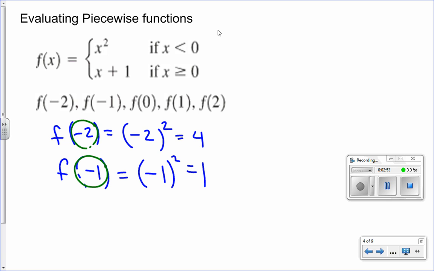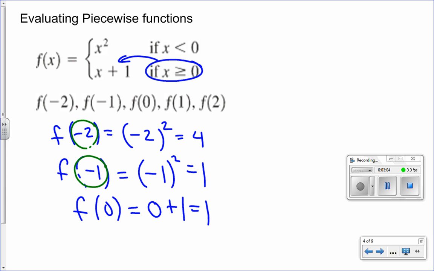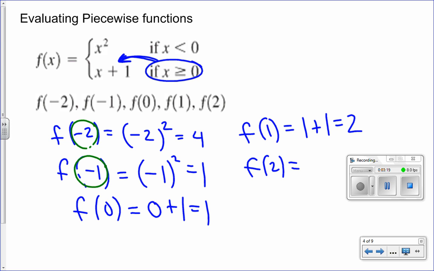Now look at the next input of 0. f of 0 is going to use the second function because 0 is equal to or greater than 0. So that means I'll take 0 plus 1, which is 1. f of 1 is going to be equal to 1 plus 1, which is 2. I'm plugging 1 into the second function because 1 is greater than 0. f of 2 is equal to 2 plus 1, and I'm plugging 2 into the second function as well. So here are 5 ordered pairs for this particular piecewise function.